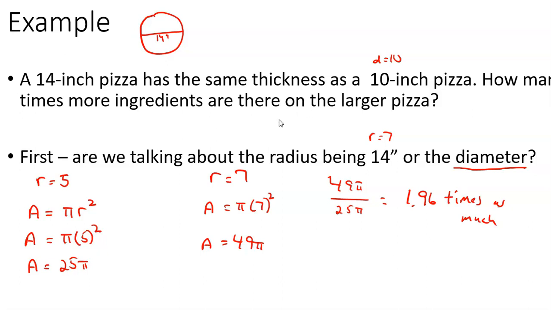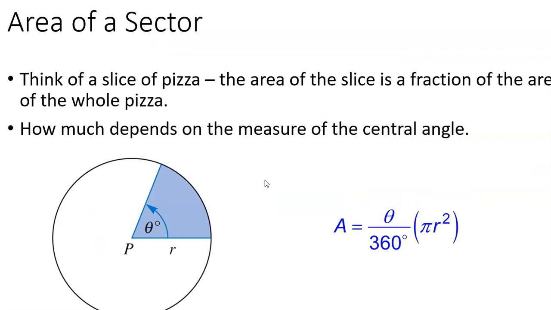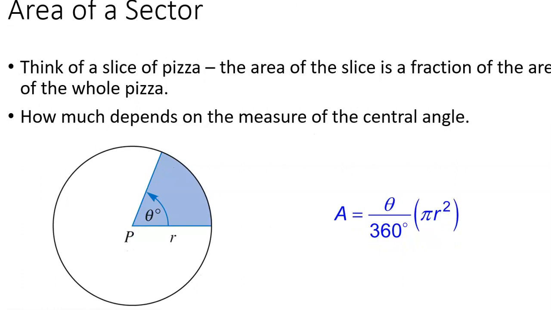Like, what if you want to take a piece of pizza? Now we're all getting hungry because we're talking about food. So instead of taking a slice of pizza, perhaps you're taking a sector of the pie. A sector is a fraction of the area of the whole circle, or in this case, we're talking about pizzas, so a fraction of the area of the whole pizza.